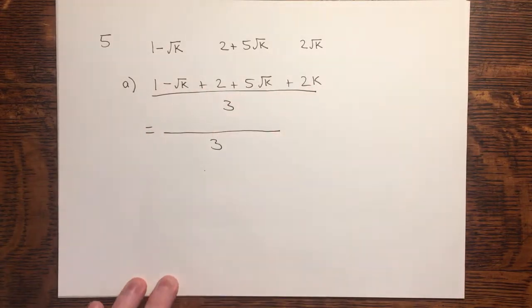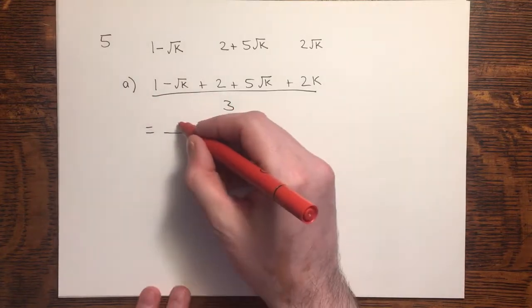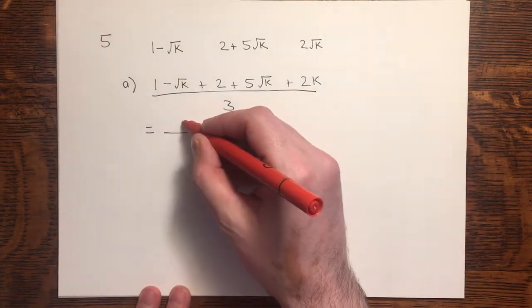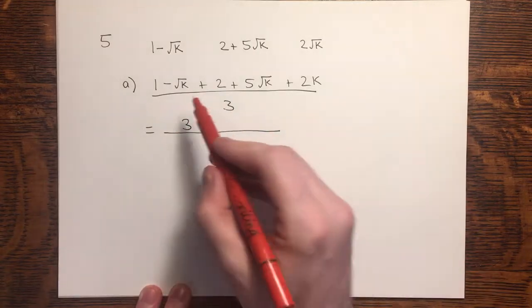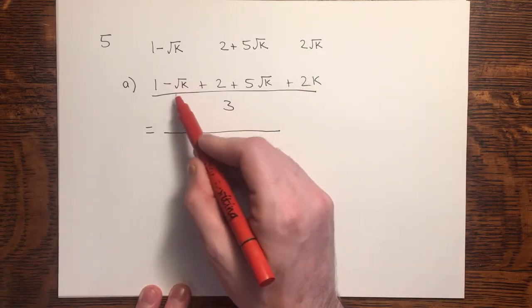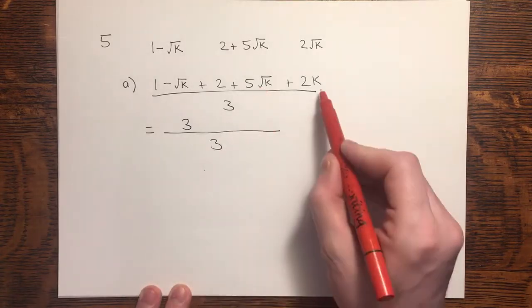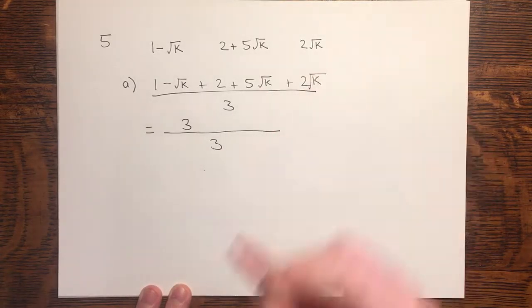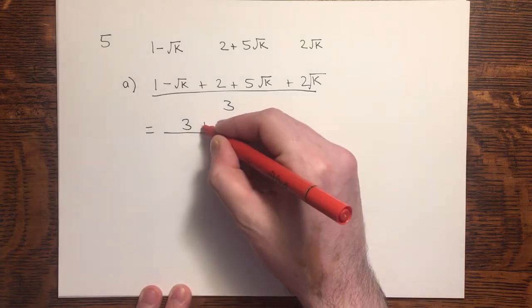We have to simplify the numerator. First of all, let's look at the integers, 1 and 2. Add those together and we get 3. The surds, minus 1 root k plus 5 root k gives us a running total of 4 root k, with 2 root k at the end. We get a total of 6 root k.